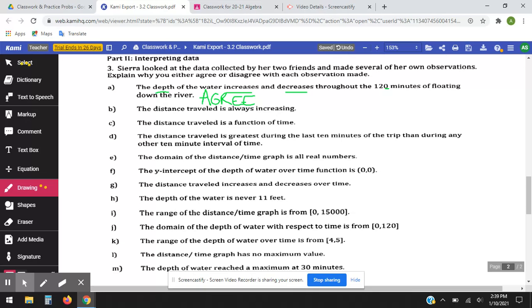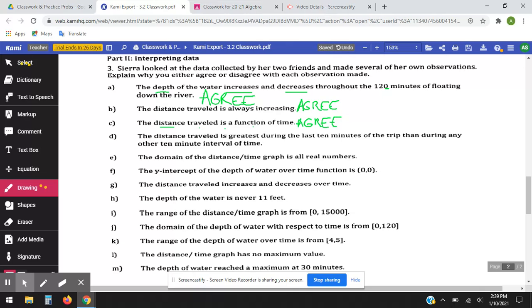Okay, so B, the distance traveled is always increasing. Was that true in our second graph? It was. We were always increasing when we were traveling. The distance traveled is a function of time. So, is there a distance for every time? Yes, there was. There was no overlapping in that one.